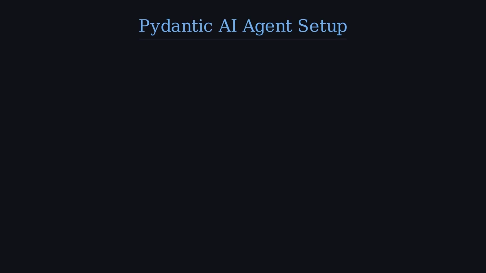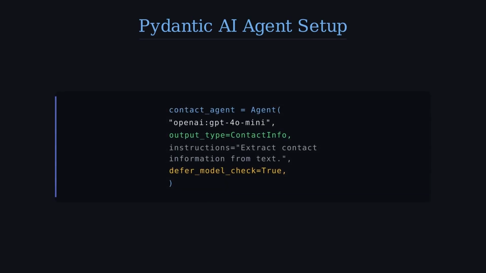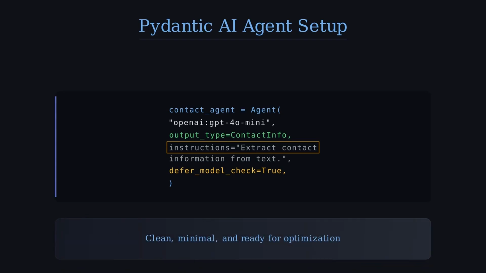The implementation uses Pydantic AI's agent class. The agent is configured with GPT-4o Mini, a contact info output type enforced by Pydantic, and a simple instruction: extract contact information from the provided text. The defer model check flag lets you define the agent at module load time without needing API credentials yet. Clean, minimal, and ready for optimization.